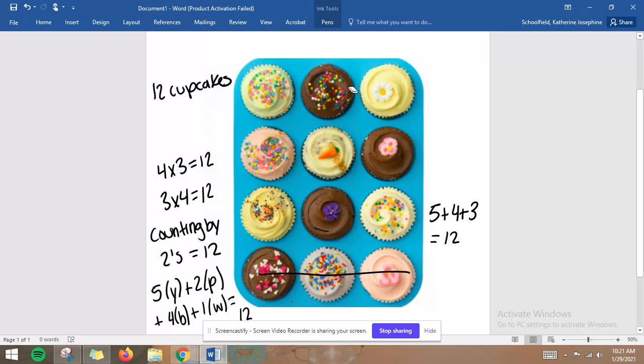And then you could always count by ones as well. So you could go 1, 2, 3, 4, 5, 6, 7, 8, 9, 10, 11, and 12. So counting by ones is another option.